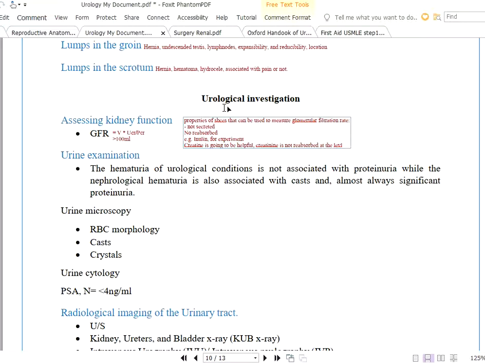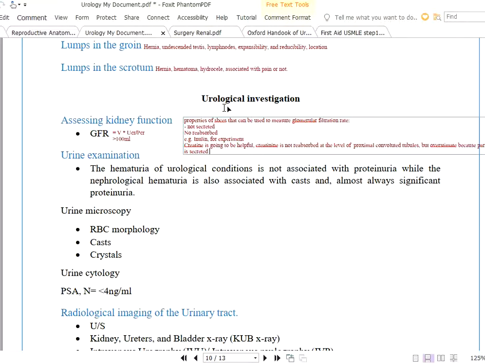at the level of the tubule. So as it doesn't get reabsorbed, we can use it as a way of calculating or measuring glomerular filtration rate, but it can overestimate because part of it is secreted at the level of the proximal convoluted tubule.